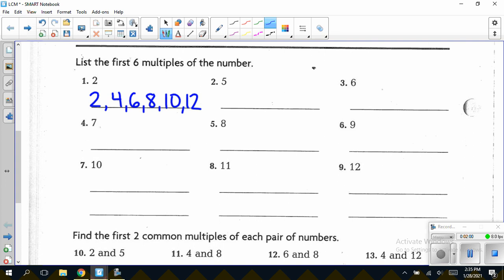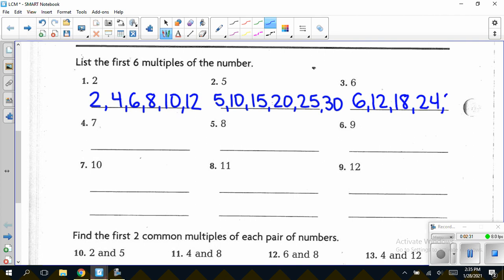Next, we're going to count by 5s. So we would start with 5, 10, 15, 20, 25, 30. So again, when we're finding multiples, we're just counting by that number. So for our next, as you can see, we're counting by 6s. So when we start with this, we start with 6, 12, 18, 24, 30, 36.